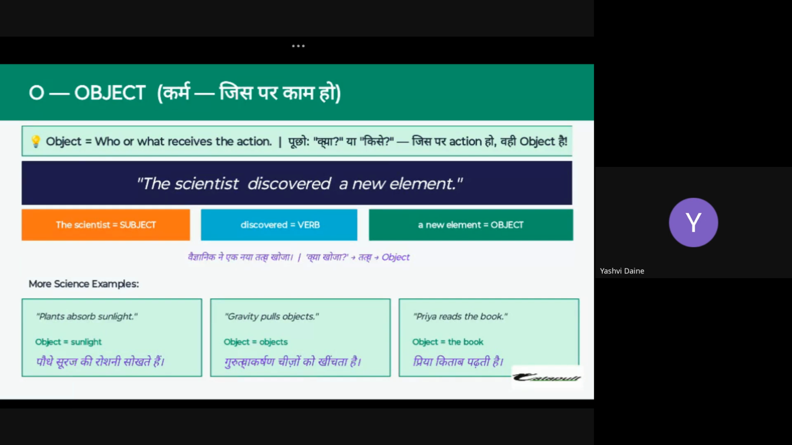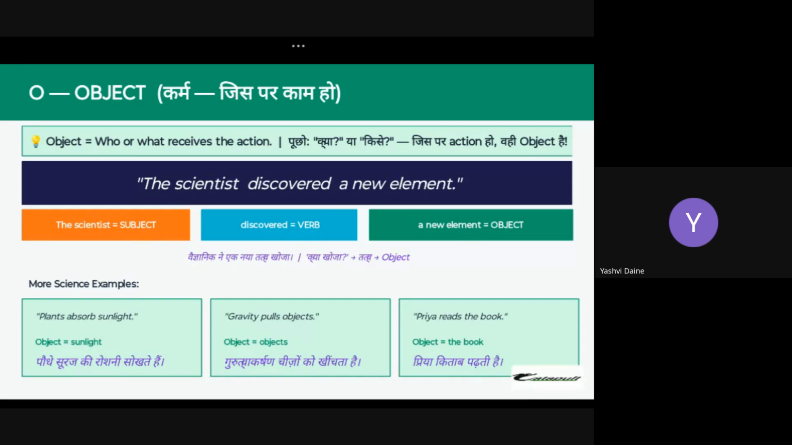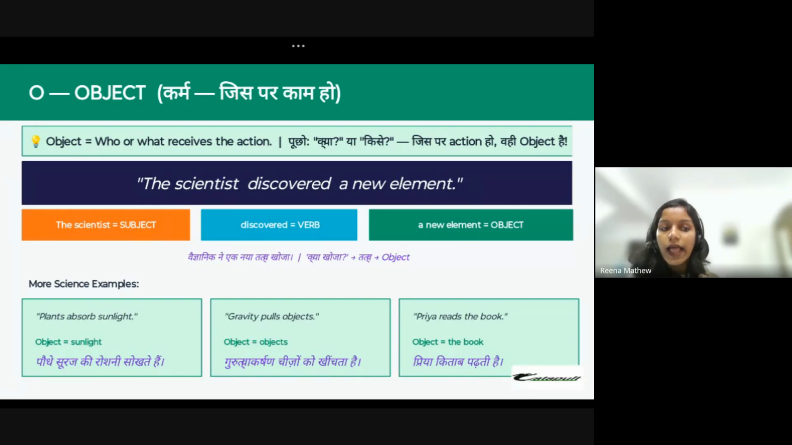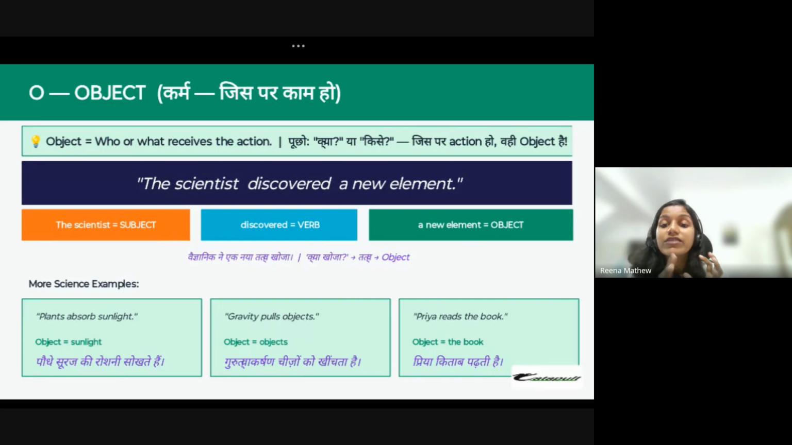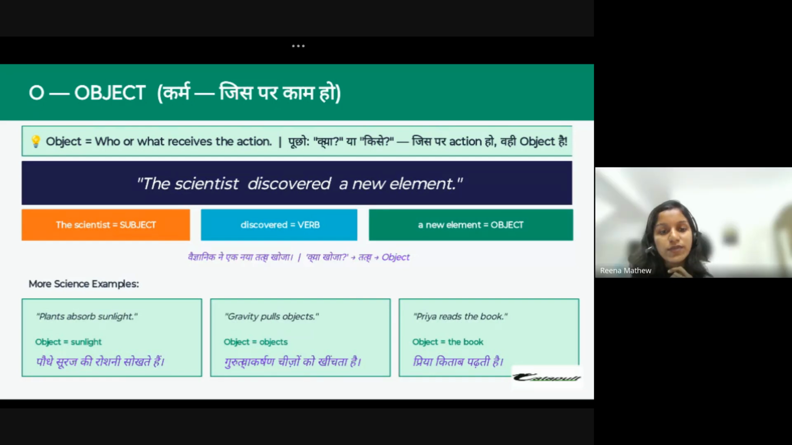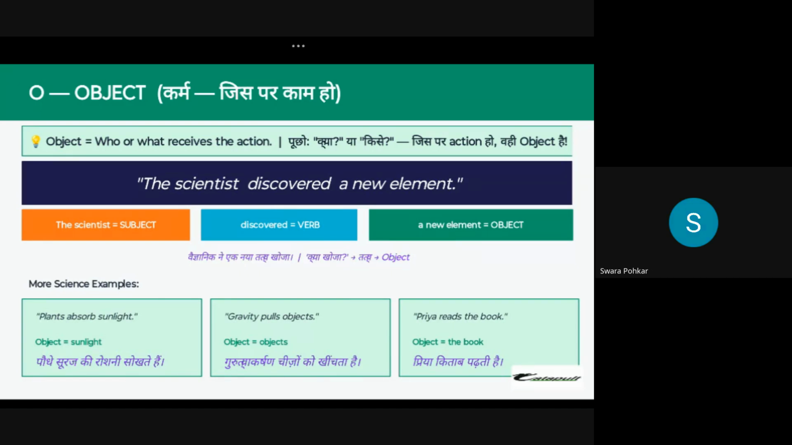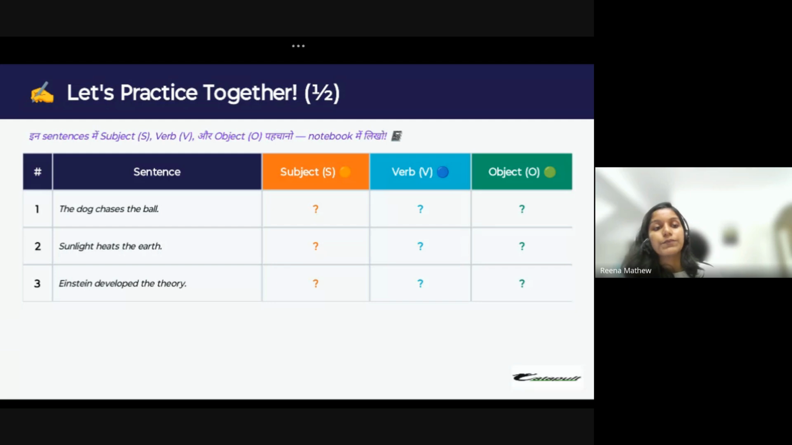I'll show you 3 more examples so you'll understand. Plant absorbs sunlight. So plant is the subject, verb is absorbs, and sunlight is the object. Now gravity pulls objects. इसमें object क्या है? Priya reads the book. The book is the object. The answer was already there. So I'll give you 3 new examples. The dog chases the ball.